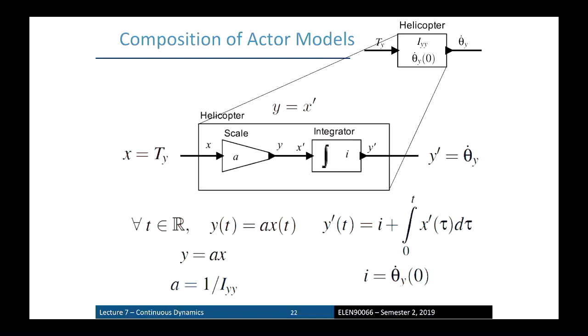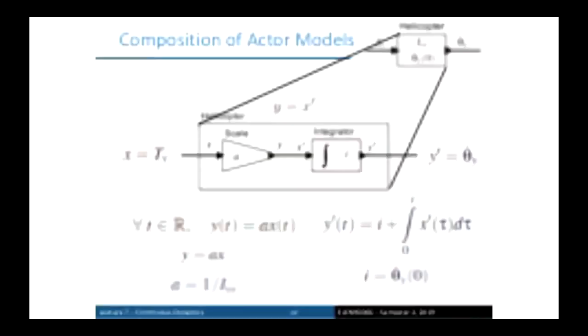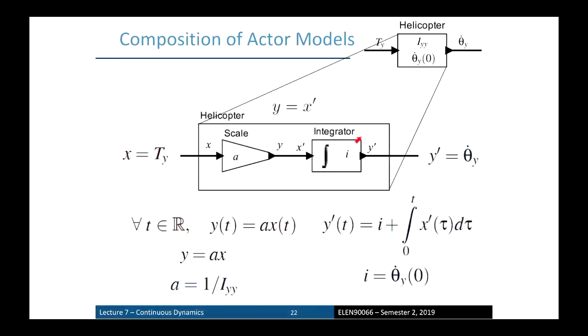we can go inside this model, zoom down into it, and it's actually composed of two sub-models, which are themselves actors. Here's the helicopter. Now, we can represent the internal model of this as a scaling actor and an integration actor with an initial condition I. That's what the little initial condition I is, because an integral always has an initial condition. So in other words, all this complex model is a concatenation of two actor models.